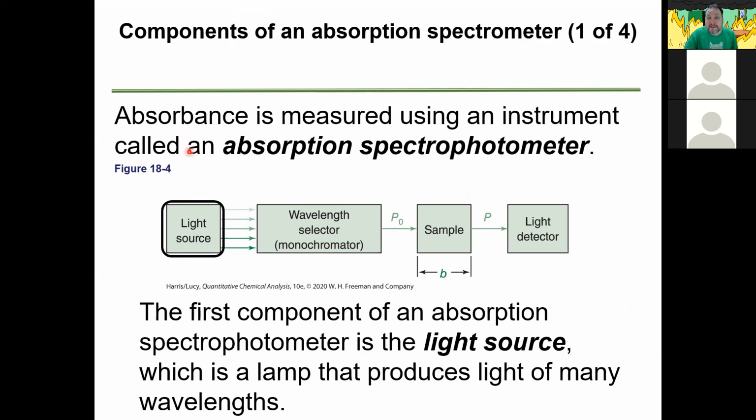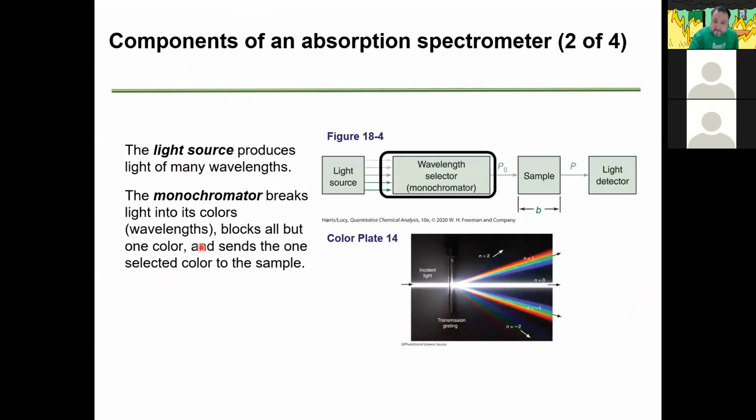Right? Absorbance is measured by using an instrument called an absorption spectrophotometer, where we've got a light source. The first component of an absorption spectrophotometer is a light source, which is a lamp that produces many different wavelengths. The monochromator is going to break light into its component colors or wavelengths, and we're going to block everything except for one color. Right, so light will come in, we'll get a little rainbow out, and we're going to pick off just one wavelength at a time for a monochromator.